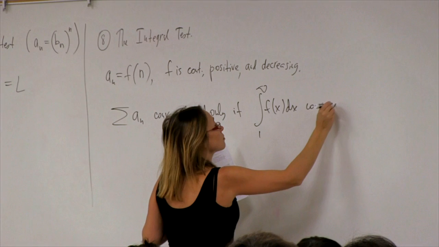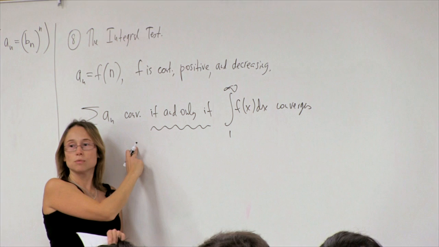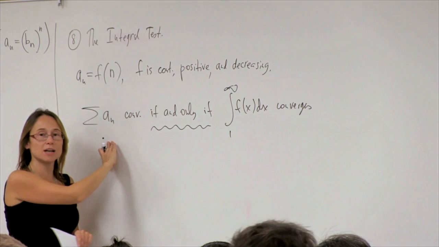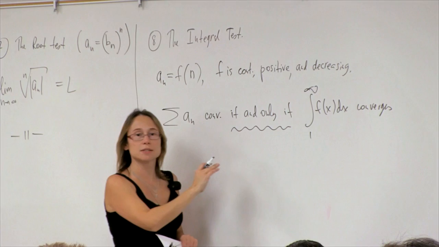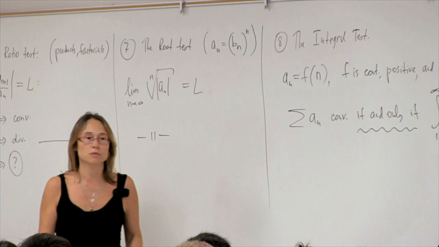So what is if and only if? What does it mean? If this guy converges, this guy converges. If this guy diverges, this guy diverges. So they have the same behavior. By looking at the integral, I can find out the convergence properties of the series. The answer, the sum, is not going to be the same. It's not given by the integral, not necessarily. So this is the summary of everything. And for the rest of the class, I'm going to give you examples, lots of examples.